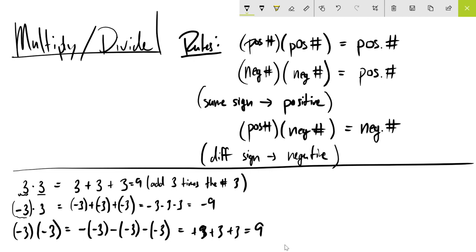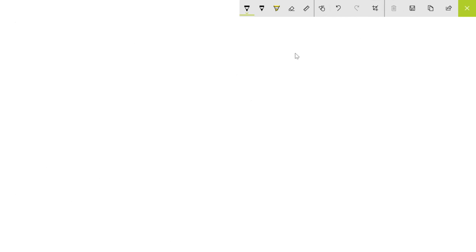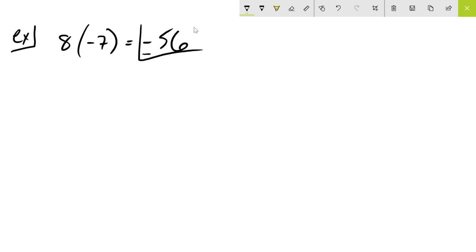So just some quick examples here. Let's say 8 times negative 7. What's that got to be? It's got to be negative because it's a positive times a negative. When you're multiplying or dividing numbers, you do the operation without the sign. First you just figure out what 8 times 7 is, which is 56. Then you go back and decide on the sign based on the rules. A positive times a negative has to come out negative, right?